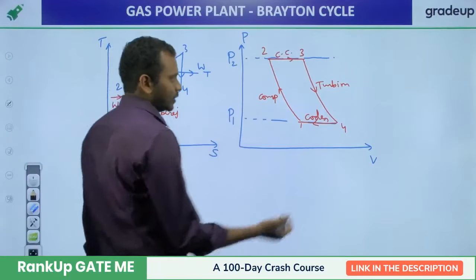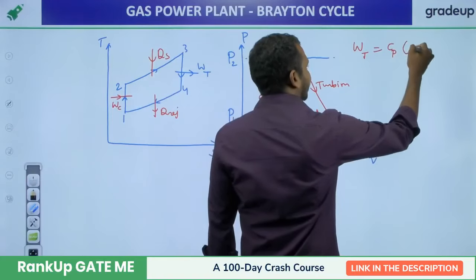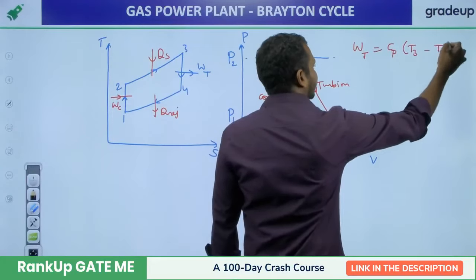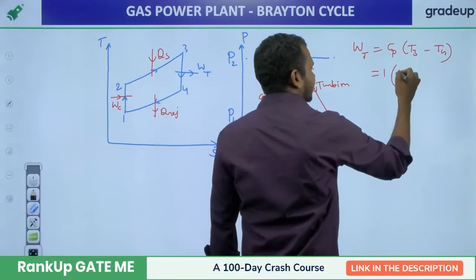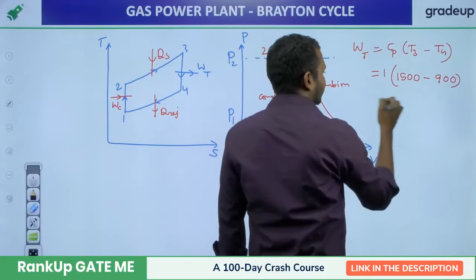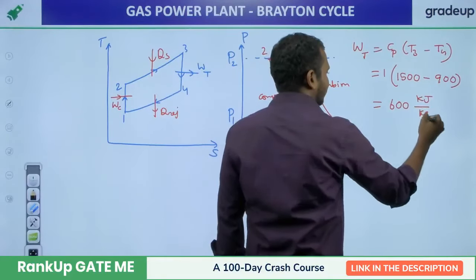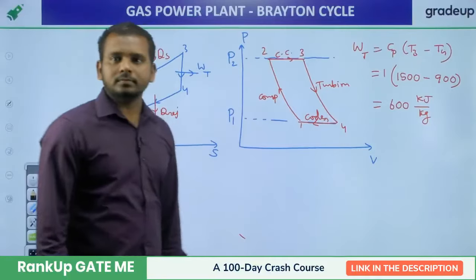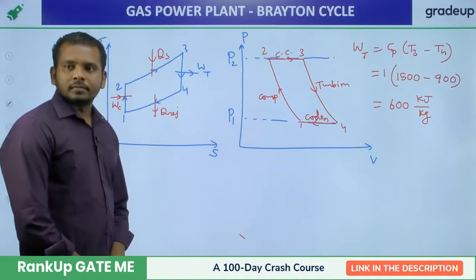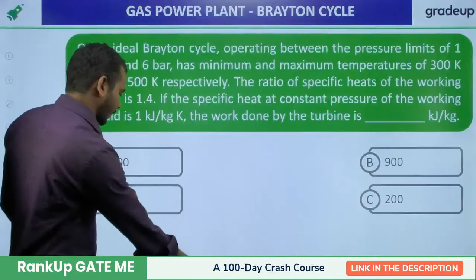Now what to find out? You need to find out WT. What is WT? Cp into T3 minus T4. Cp is given as 1. T3 is already known, 1500. T4 we have just calculated, 900. So what is the answer? 600 kilojoule per kg. Okay, so the correct answer is 600.